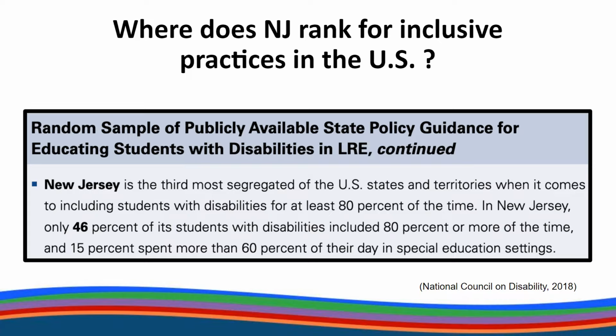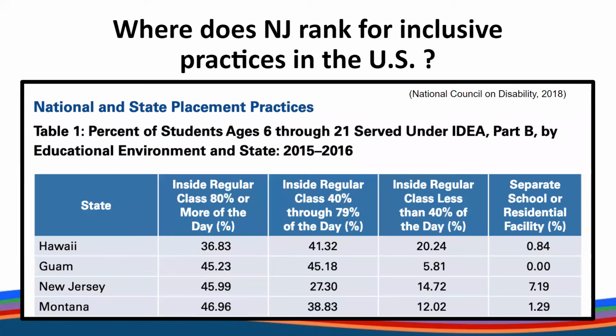Knowing that less than half of students with disabilities in New Jersey are being included creates an impetus for all educational professionals to respond. Another important finding in this data is to consider New Jersey's reliance on special schools and segregated settings. 7% of students with disabilities in New Jersey are placed in special schools, which is a considerably higher rate of segregation than other states.